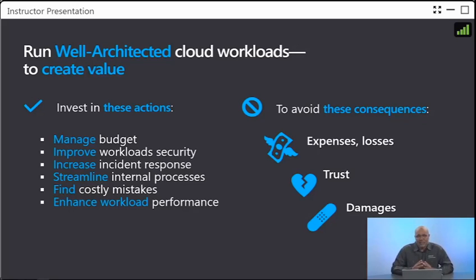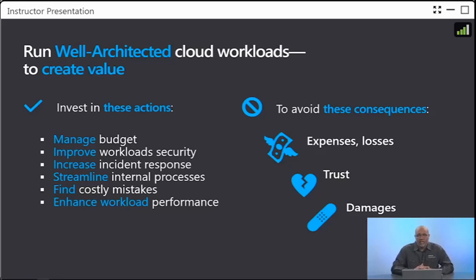It is absolutely critical for an organization to avoid or minimize impact of not running well-architected workloads. So by managing and understanding your budget, you can avoid surprises in the invoice. By establishing processes that drive efficiencies, designing workload architectures to avoid costly mistakes down the road, and making sure these are secured and the data is protected, and having proper incident response plans that allow faster, more efficient reaction to failure, which is going to happen.